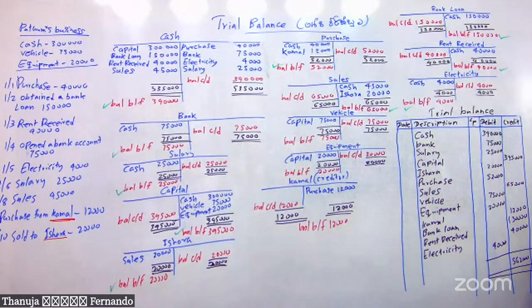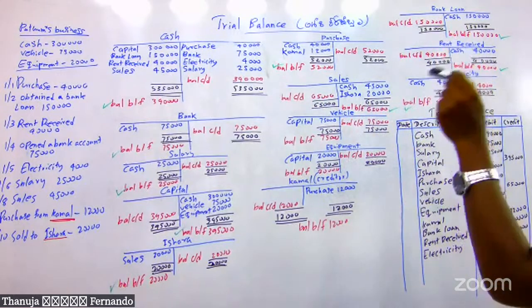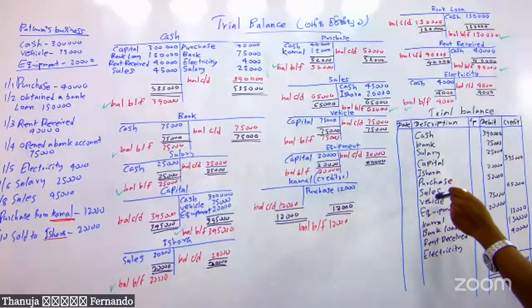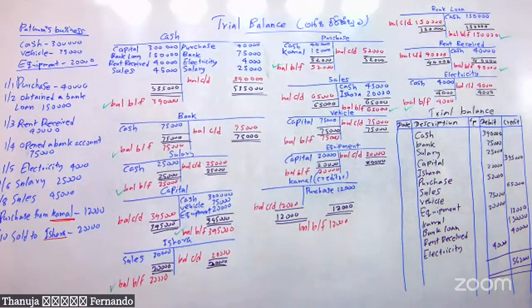Have we missed one? 1, 2, 3, 4, 5, 6, 7, 8, 9, 10, 11, 12, 13. Right, okay. Yes, 170,000. No? Right, okay.